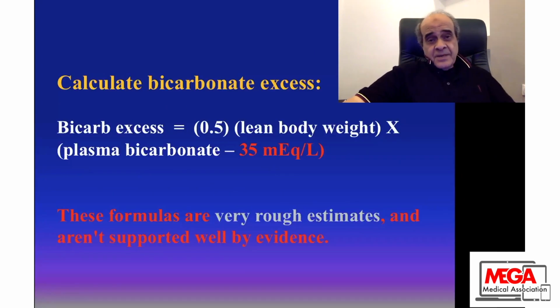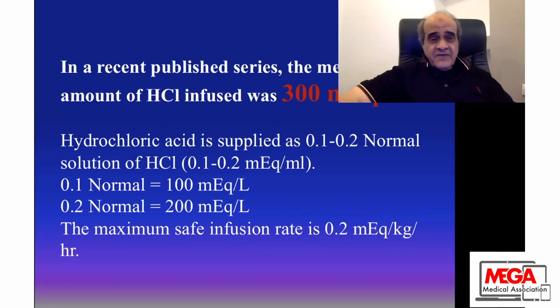Calculate the bicarb excess, and we have 0.1 normal solutions which contain 100 milliequivalent per liter, and 0.2 containing 200 milliequivalent per liter. The maximum safe infusion rate actually is 0.2 milliequivalent per hour. We can use on average about 200, 300 milliequivalent for correcting the metabolic alkalosis.